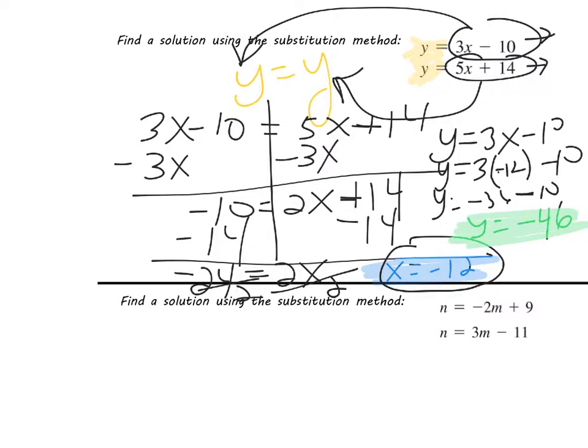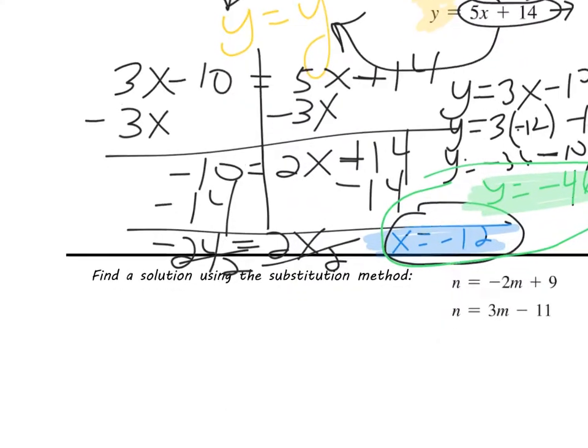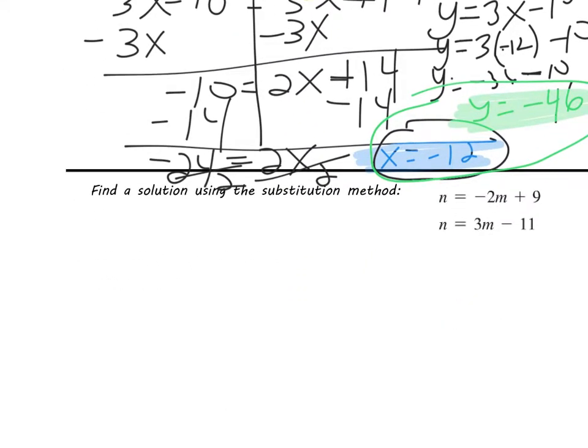Notice that I didn't write this again as an ordered pair. Really, it depends on what medium you're trying to express your answer on. If you had an exam and I was grading it, I would give you full credit as long as you found the value for x and y, which is usually one of the biggest errors that people make: they just stop too early. The next one, find a solution using the substitution method.